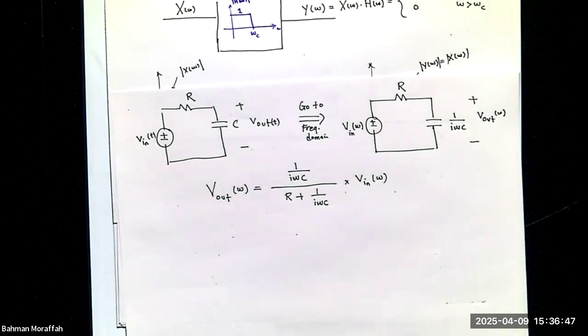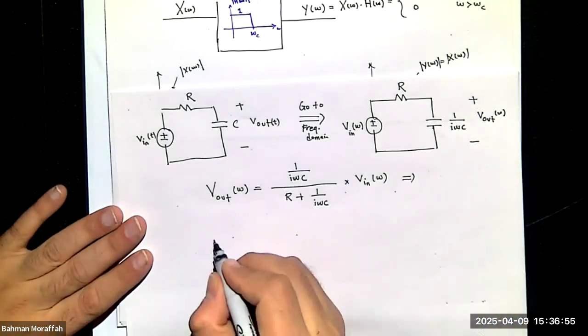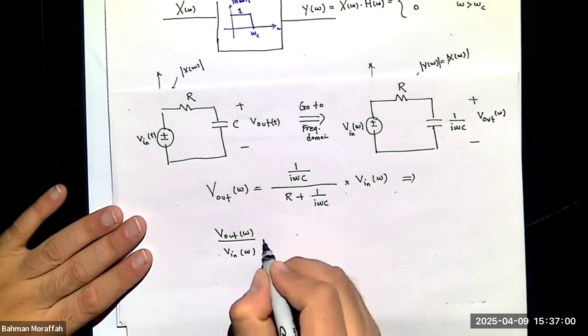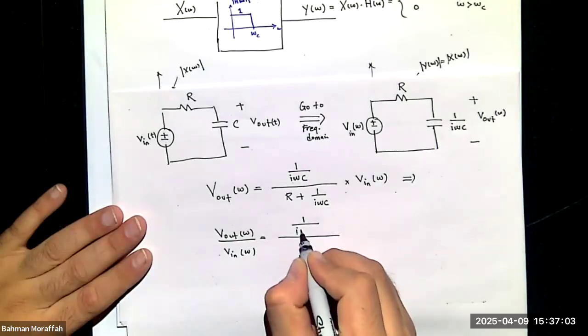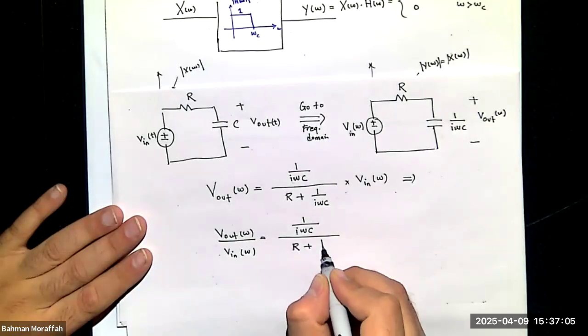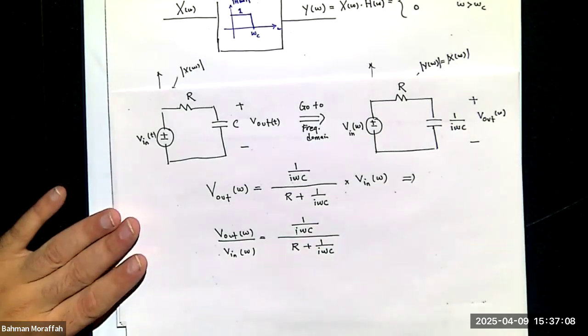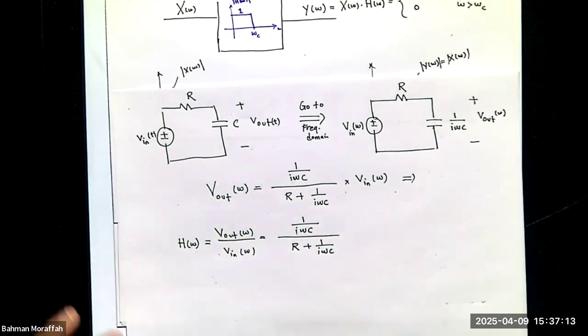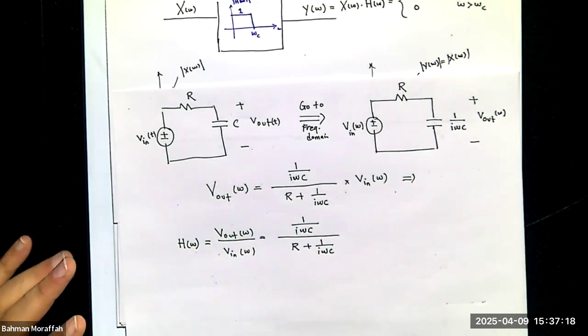What is the ratio of output to input? Well, I just need to bring this V input down here. So V output of omega divided by V input of omega is 1 over i omega C divided by R plus 1 over i omega C. And this is my frequency response. From our earlier classes, you could write 1 over i as negative i.